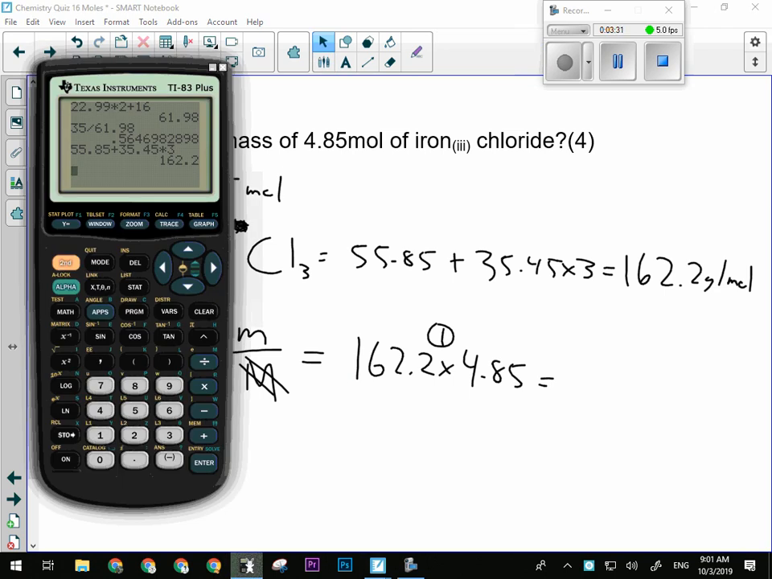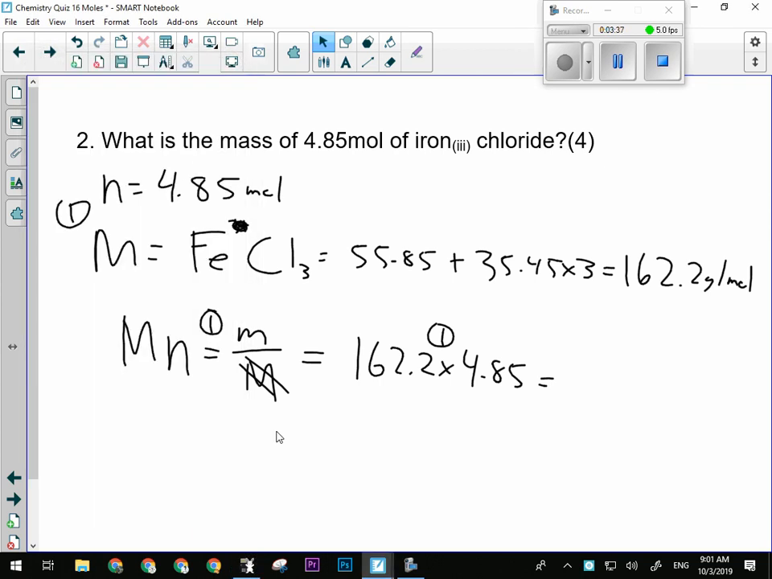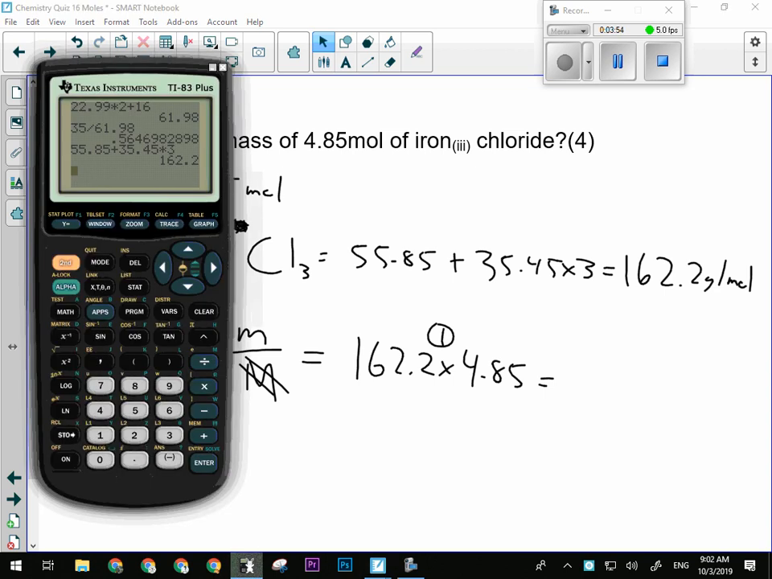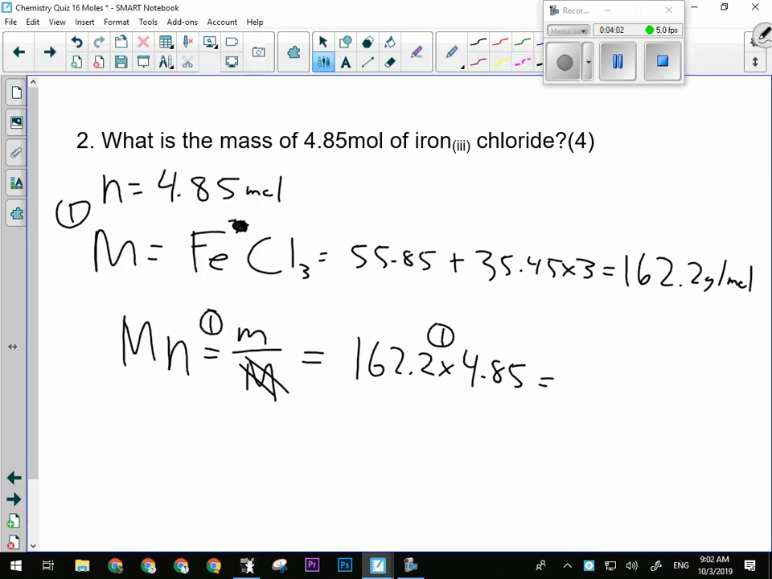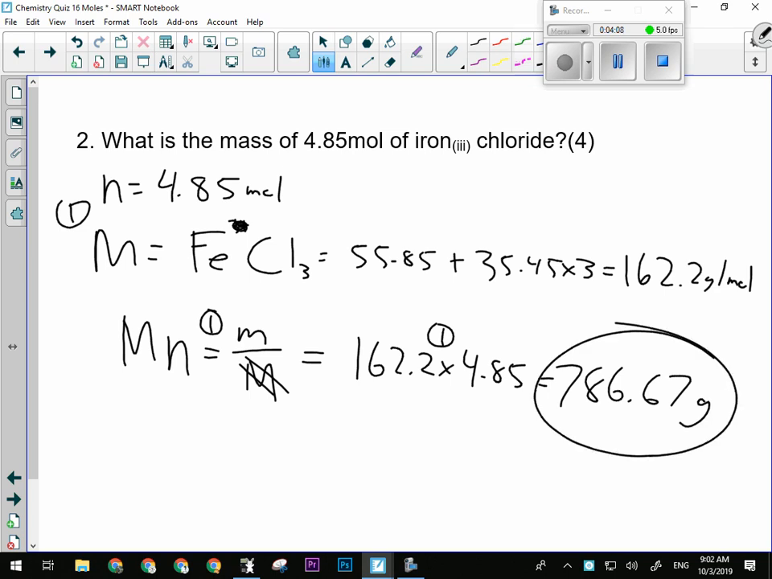So we have to write down the N. I always told you that. You don't have to show me the crossing out, but you need to show me the manipulated formula and the numbers plugged in. If they didn't show both, but they have this right, you can still give them both marks. But on a test, if you don't get the answer right, that's where I go back to try and get part marks. So times 4.85. So 786.67 grams for their fourth and final mark.